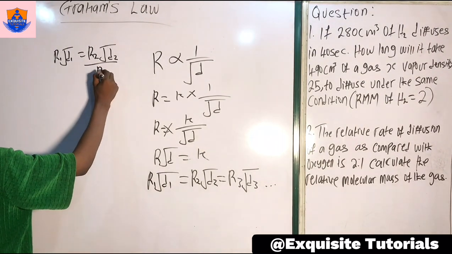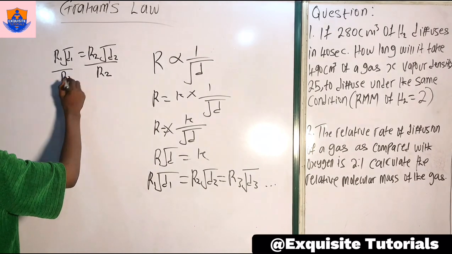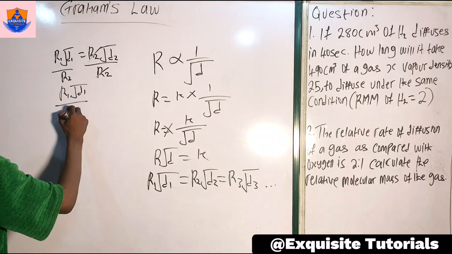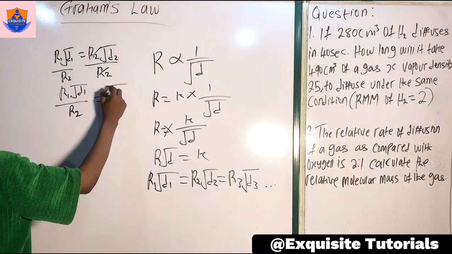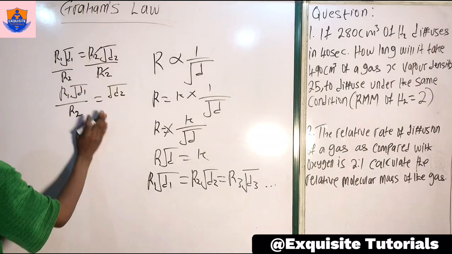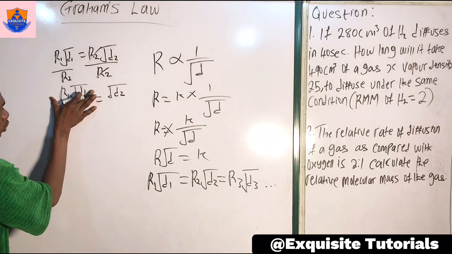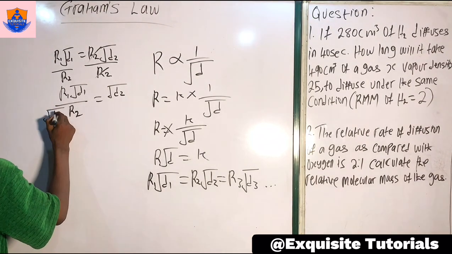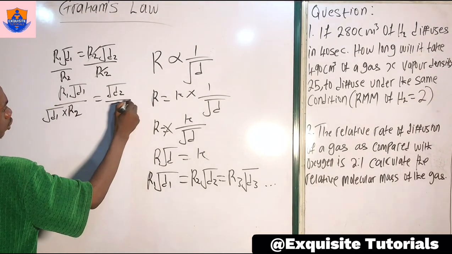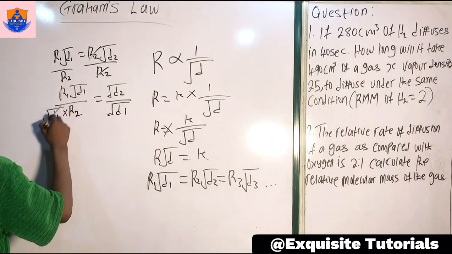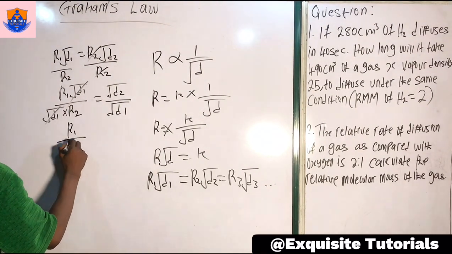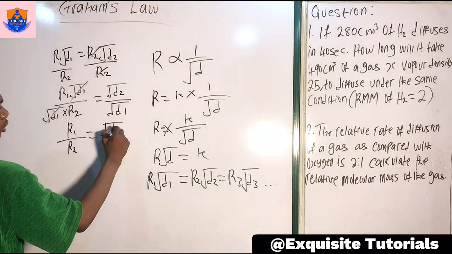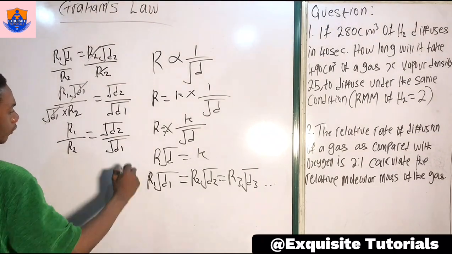So let's divide both sides by R2. We have R1 root D1 over R2 equal to root D2, because R2 cancels R2. And let's take root D1 to the other side, dividing both sides by root D1. Then we have root D1 cancelling. So we have R1 over R2 will be equal to root D2 over root D1.